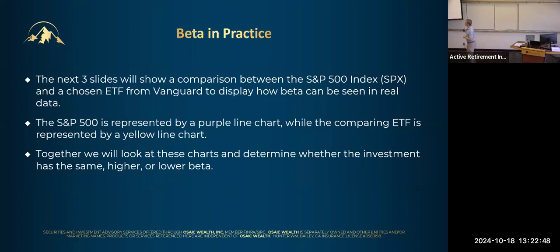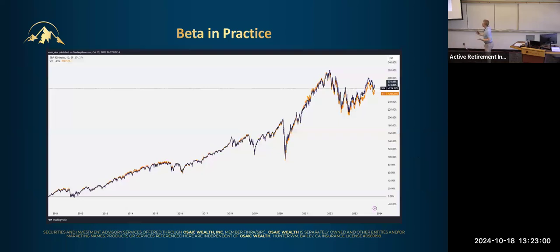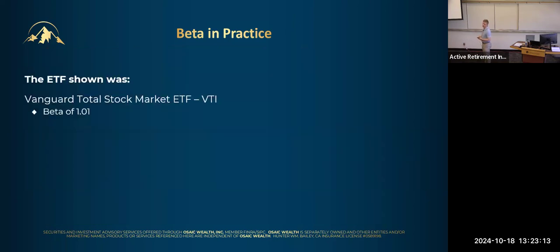So we're going to look at these charts and determine whether we think the investment has the same, higher, or lower beta. So I'll give you a little bit to look at the asset and tell me what you think, if it's going to be higher, the same, or lower. So firstly, we've got this asset right here. Wild guess, what do we think the beta is on something like this? We agree? 1.0 sound about right? It was actually 1.01, so I'm sorry, I'm going to have to deduct a point from your grade.